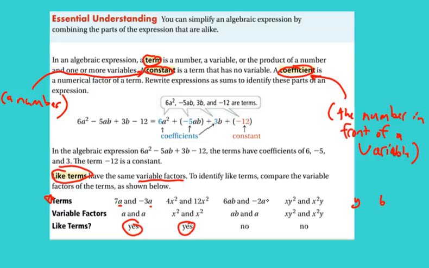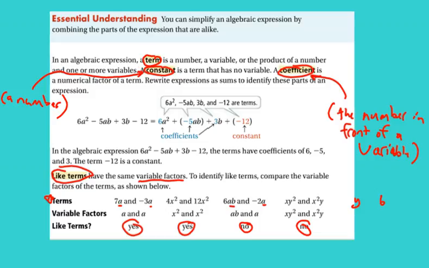6ab and negative 2a. This one's tricky because they both have a, but for them to be like terms, they have to have the exact same variables. This has an a and a b, this one just has an a, so no, they are not. And then xy squared and x squared y. Again, they both have an x and a y, but each variable, the same variable has to be squared on both of them. So no, these are not like terms.